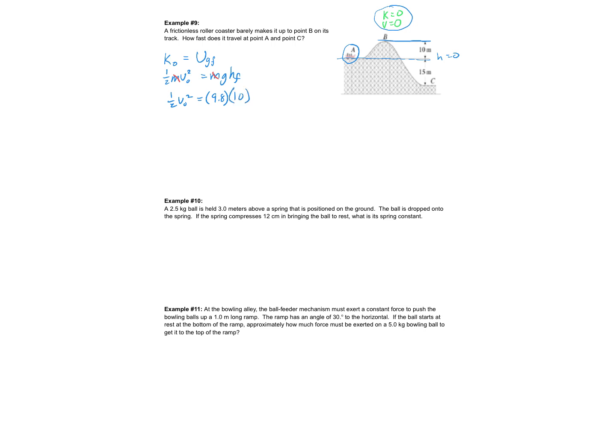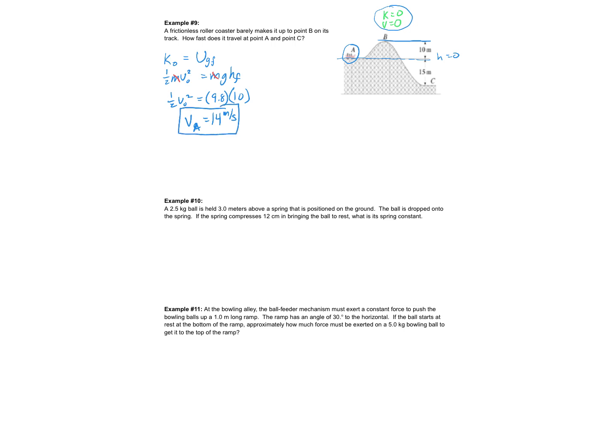And so now I can do 9.8 times 10, which is 98. I can divide by the 1/2, and then I can square root the 196, and I get 14. So therefore, the initial velocity must be 14 meters per second. So that is the initial velocity, which is also the velocity at A.